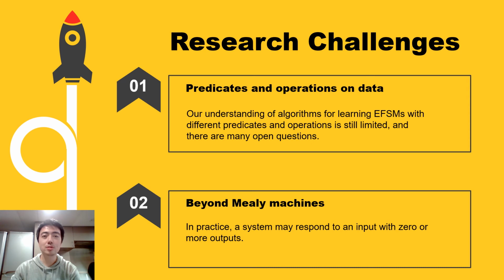The second challenge is beyond Mealy machines. In a Mealy machine, a single input always triggers a single output. In practice, however, a system may respond to an input with zero or more outputs. As a consequence, practical application of model learning is often severely restricted by the lack of expressivity of Mealy machines. Therefore, a lot of work is still needed to solve these problems.